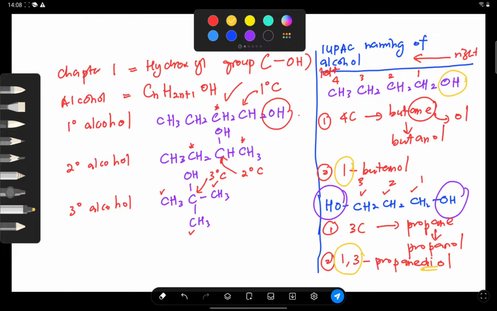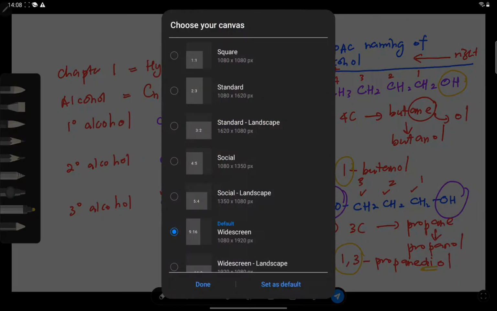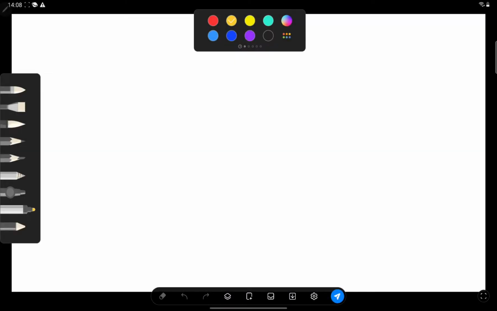So how to name a cyclic alcohol? It means an alcohol in the form of a ring. So here we call it a cyclic alcohol. This is cyclohexane attached to an OH group.